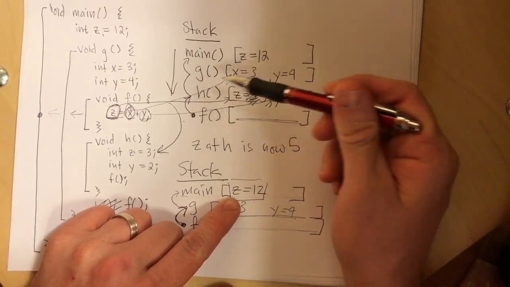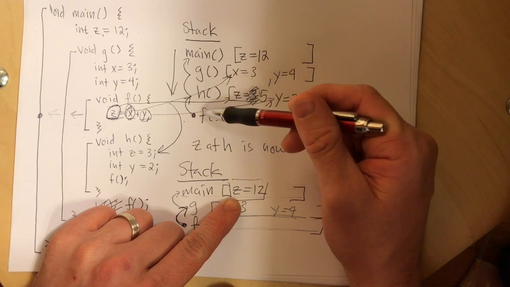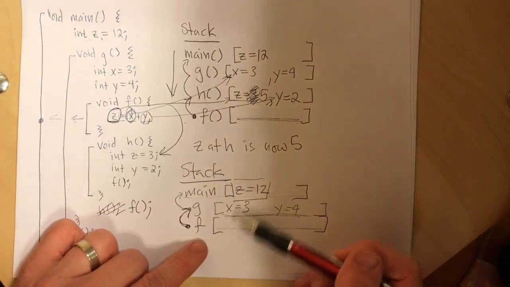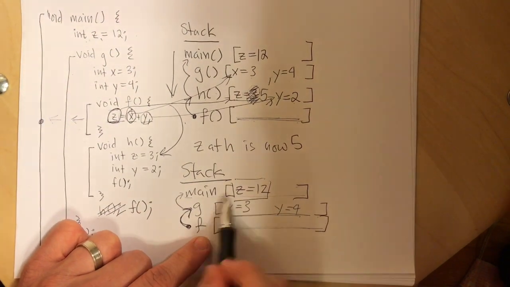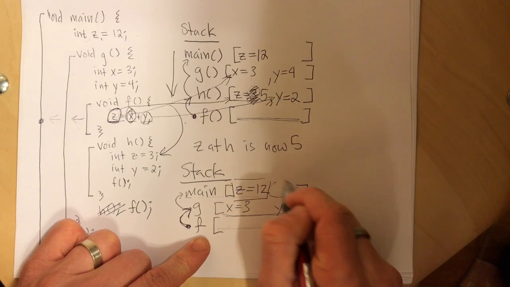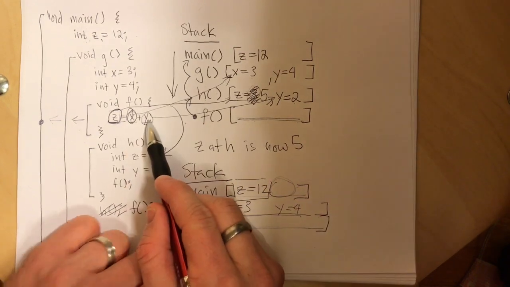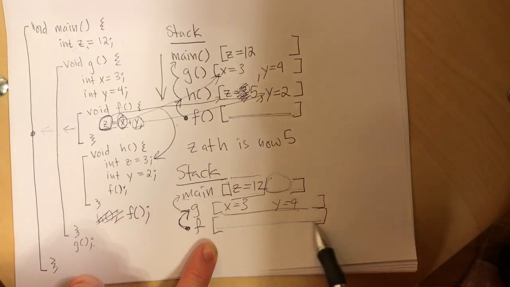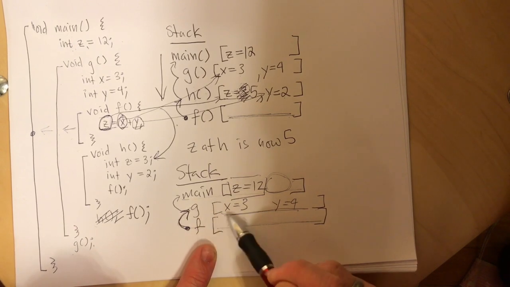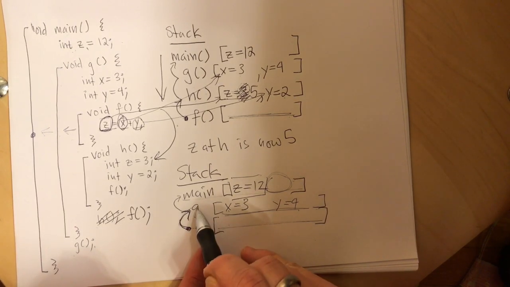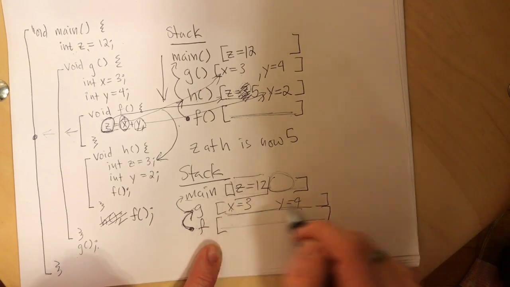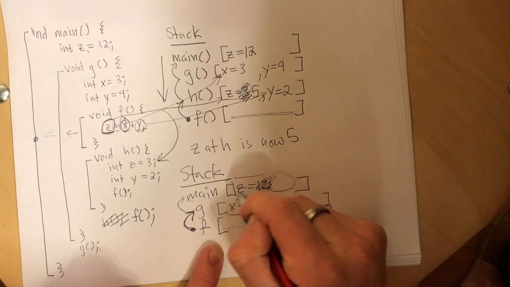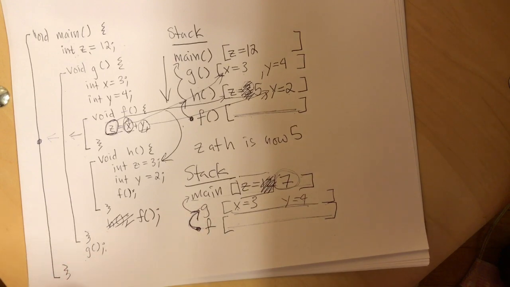Before I was referring to H's Z because H called F, and so when F looked for Z, that was the most recent Z. But this time the most recent Z is actually main's Z. And so this time when I assign the variable, it's going to be here. Similarly, when I looked for X and Y, before I found H's Y and G's X. This time there is no Y here, and so when I jump up the stack, what I'm going to see is an X defined in G and a Y defined in G, and so that is what I'm going to add together. So I add 3 plus 4, which is 7, and I replace Z's value in main with 7.